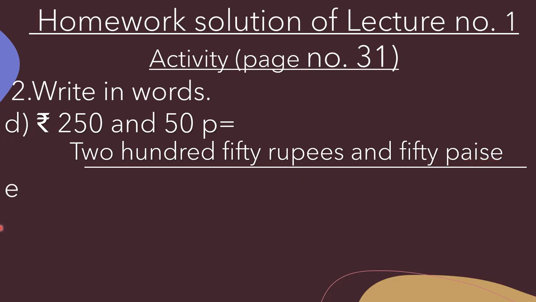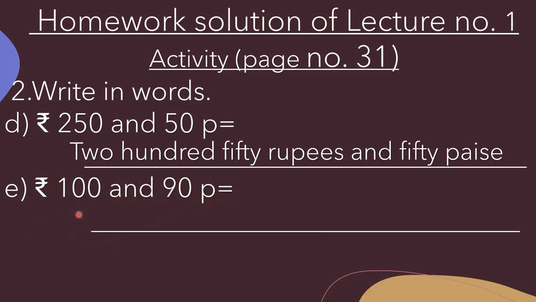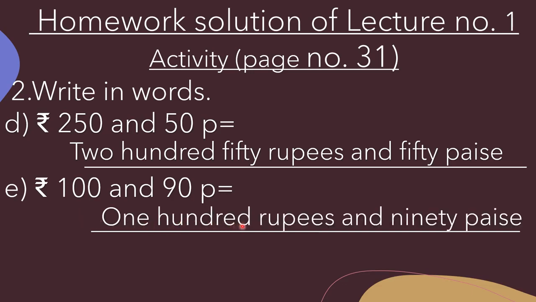Now in E part it is given rupees 190 paise. So again we have to write it in words. Here we will write one hundred rupees and ninety paise. So beta, here you need to learn the spellings of all number names. Okay. Thank you.